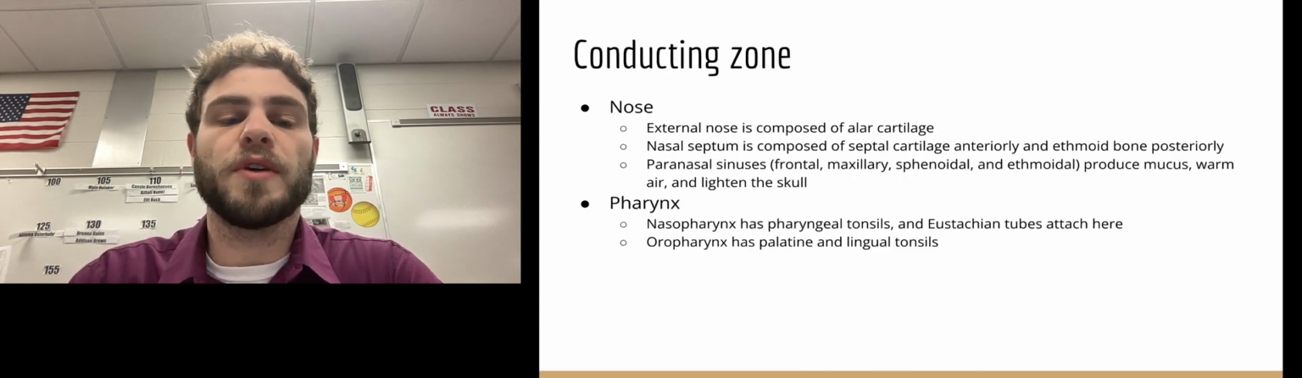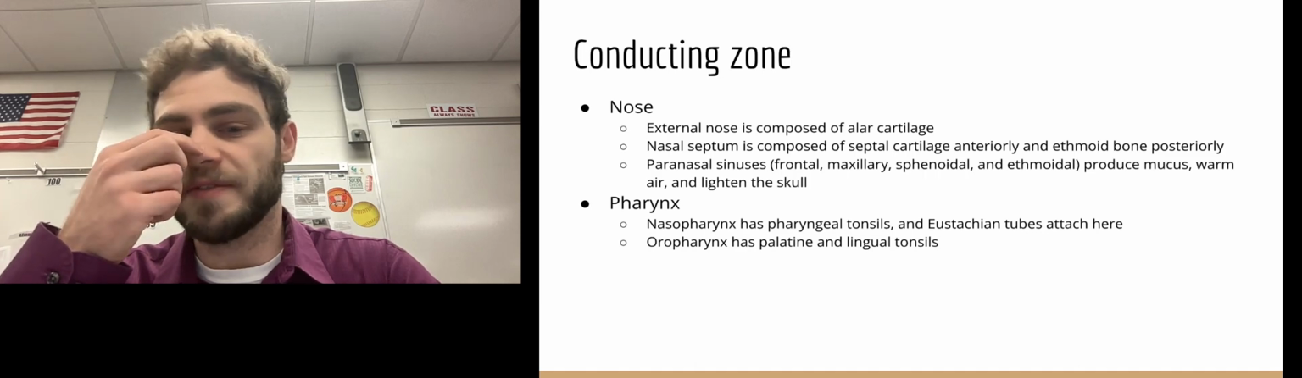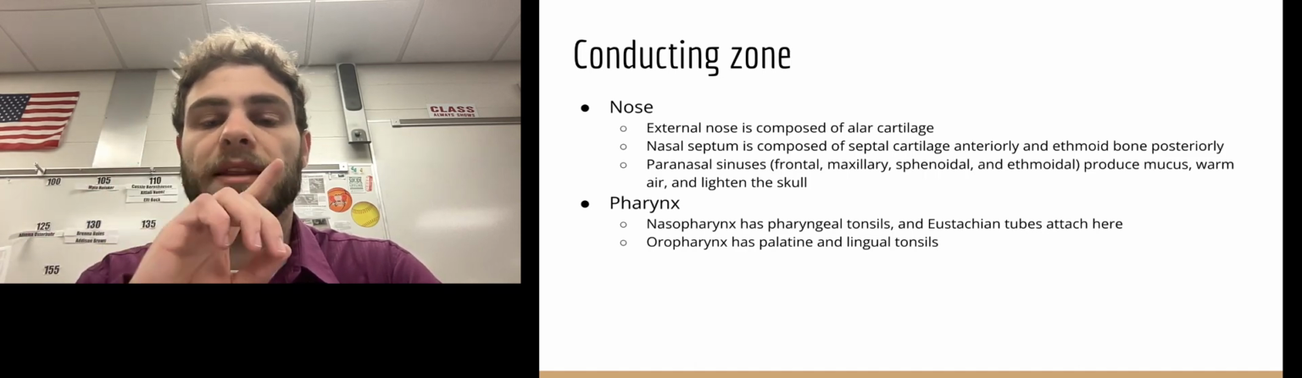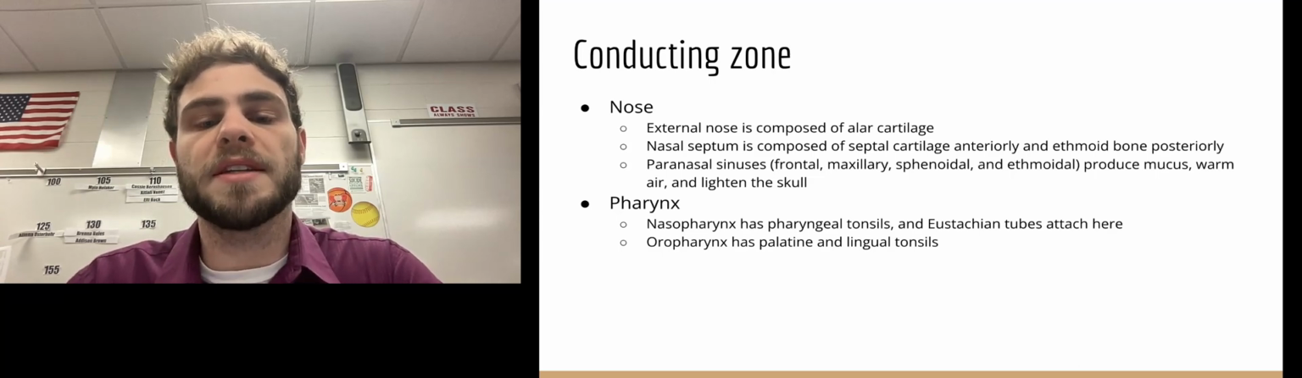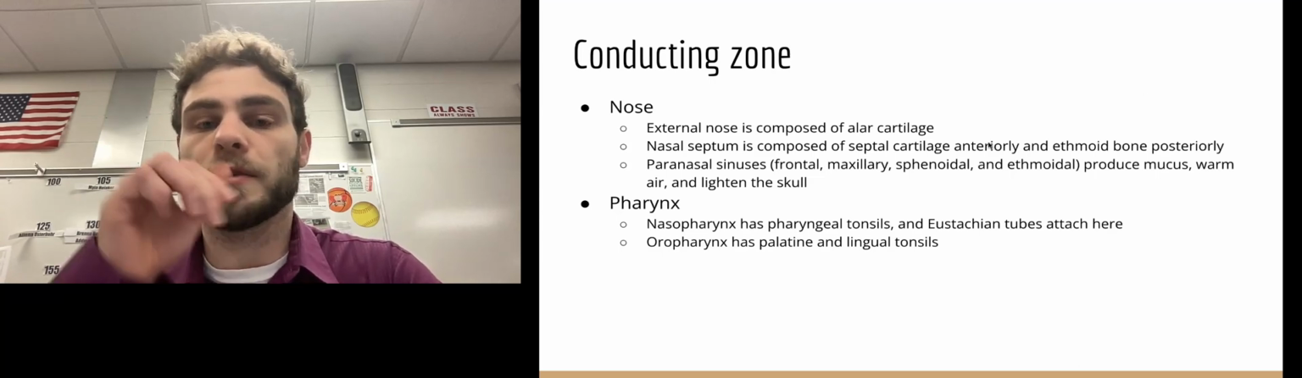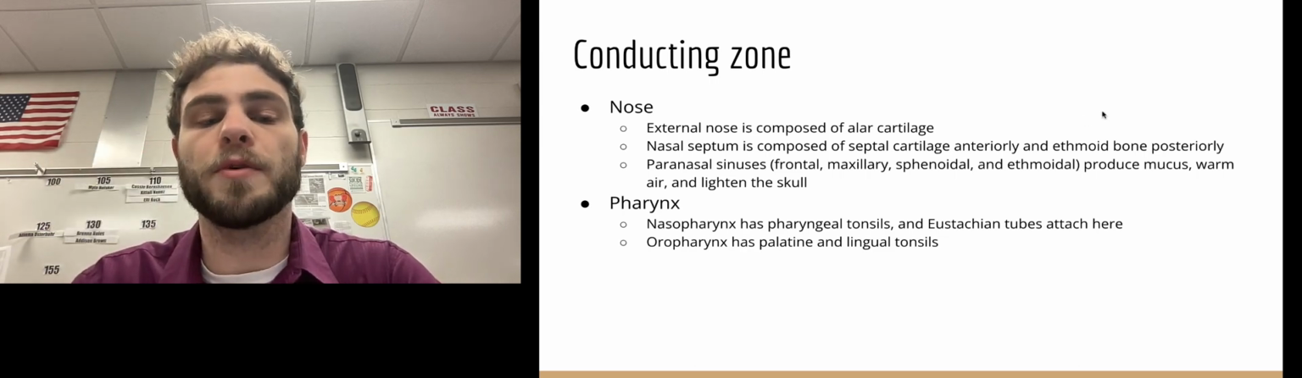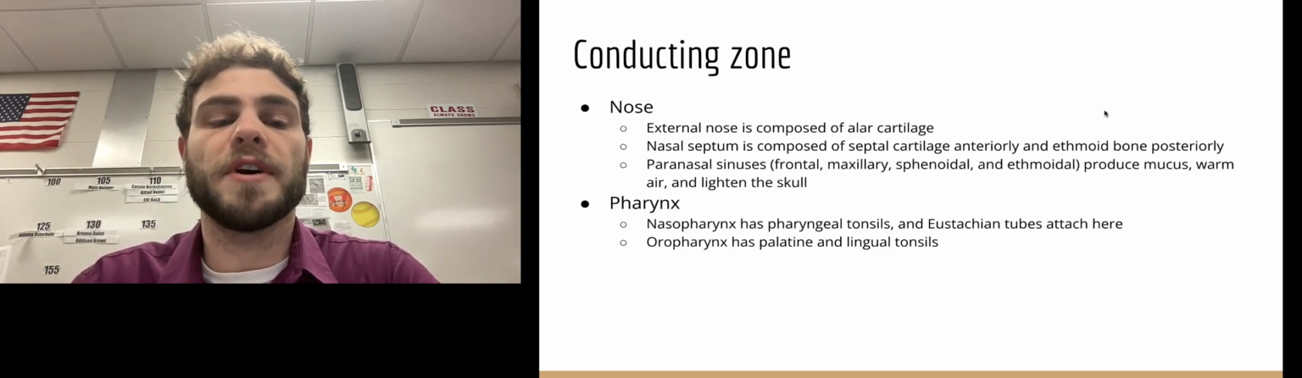So the conducting zone, we'll start with the nose here. You have the external nose, going to be composed of alar cartilage. You have a septum separating the right and left nasal cavities, going to be composed of that septal cartilage on the anterior side, and then the ethmoid bone on the posterior side.